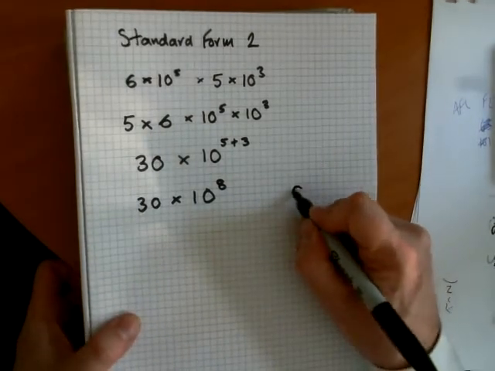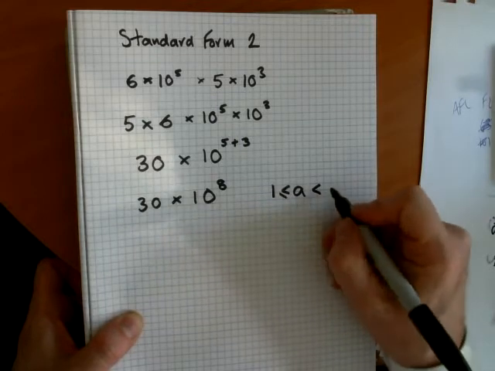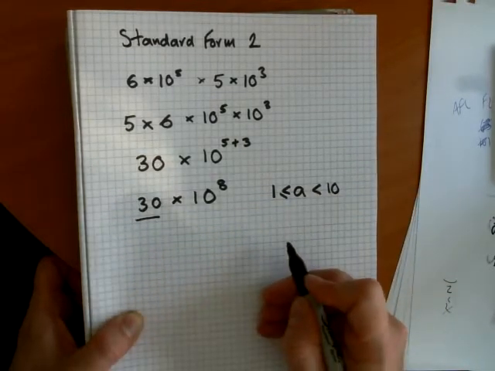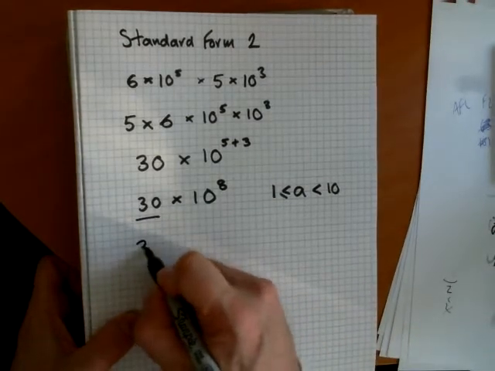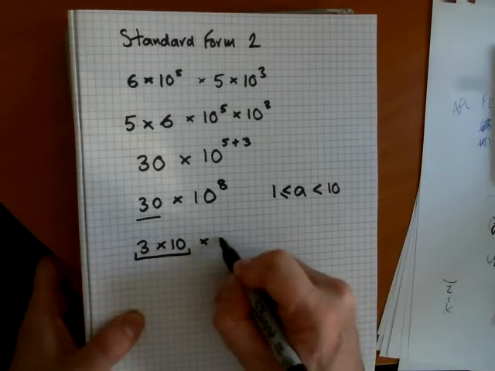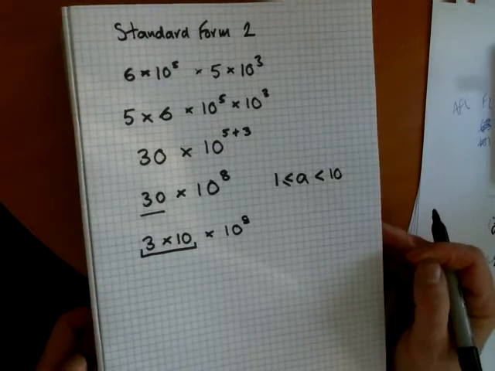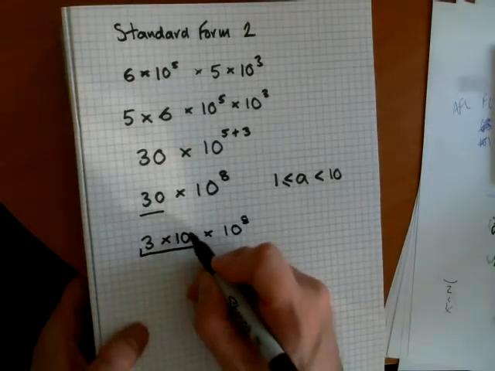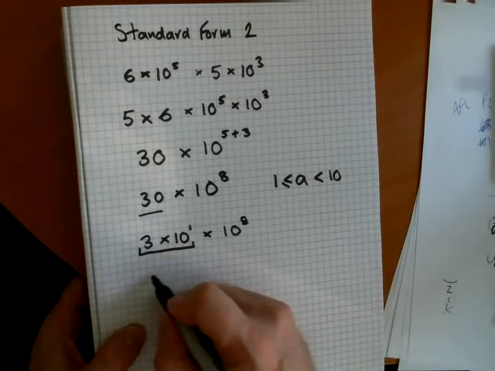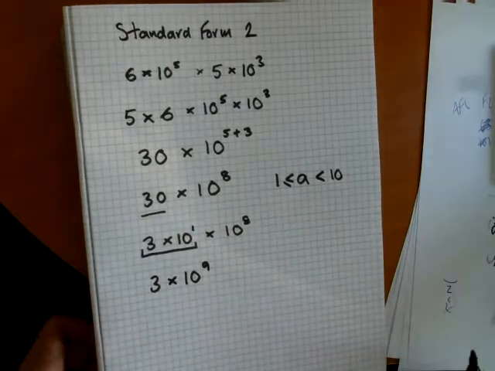But if you remember, the condition on the first number is that a is greater than or equal to 1 and less than 10. And we don't have that here, we have 30. Now 30 is 3 times 10, still times 10 to the 8. So we've got to remember that 10 is 10 to the power 1, and 10 to the 1 times 10 to the 8 is 3 times 10 to the 9.